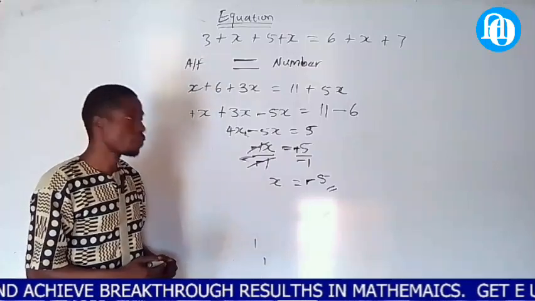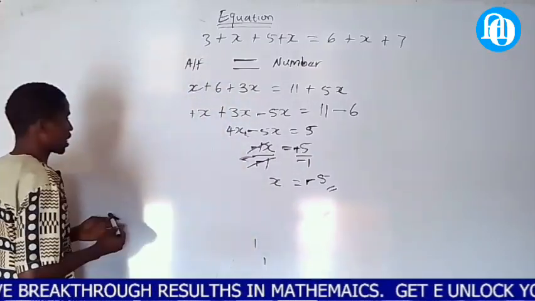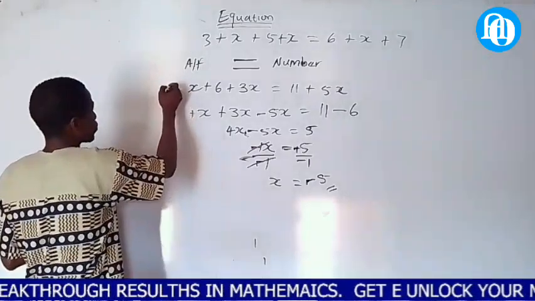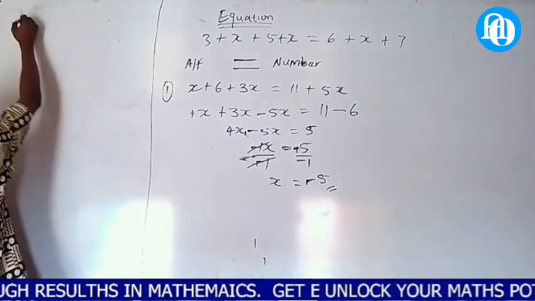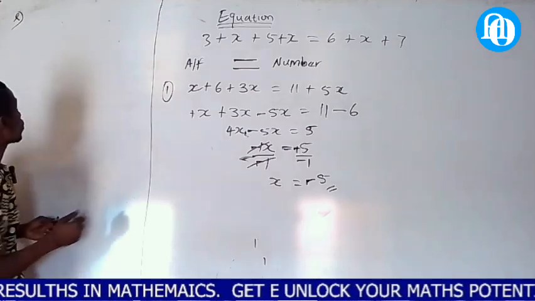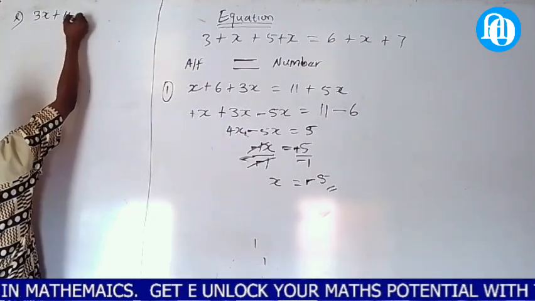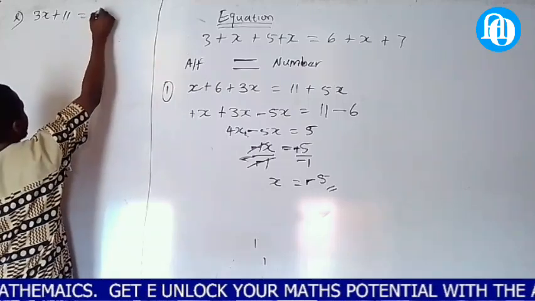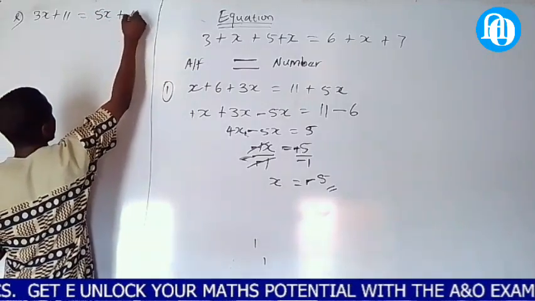Now let's all look at another one so that we can really understand deeper. This is number 1. Number 2. Let's all look at number 2. Number 2. Now, 3x plus 11 equal to 5x plus 16.